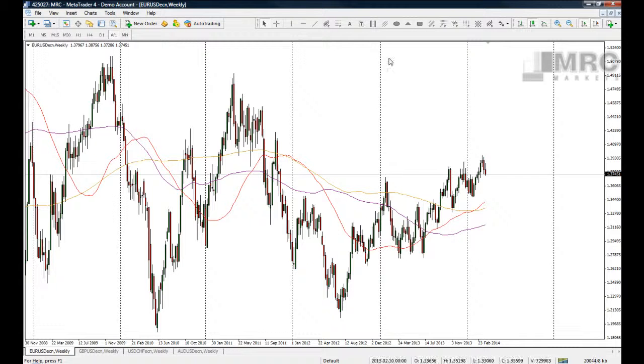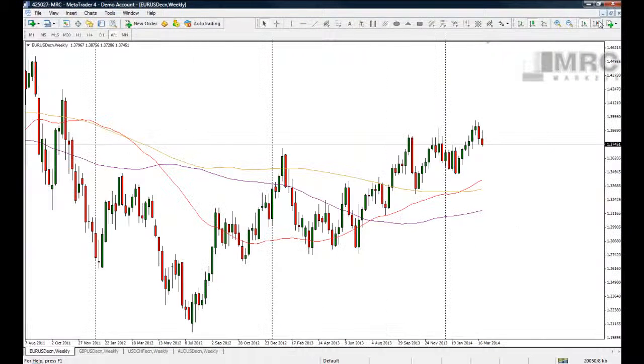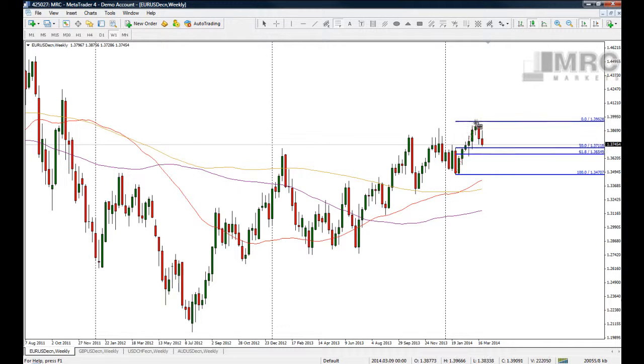This is the weekly. We obviously won't spend too much time on the weekly, but it's good just to keep some sort of perspective in mind. And I know there may be some people out there who trade the long-term weekly charts. In terms of the setup that I'm focusing on, it's the fib from the year low to the year high, which I think is quite interesting.